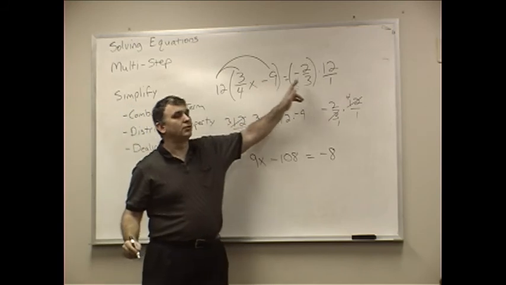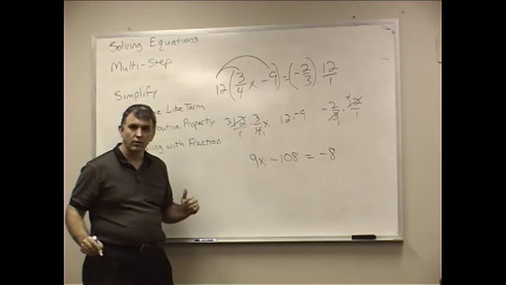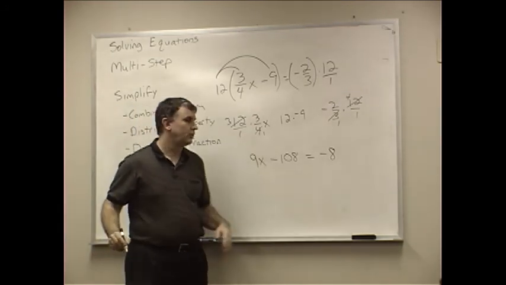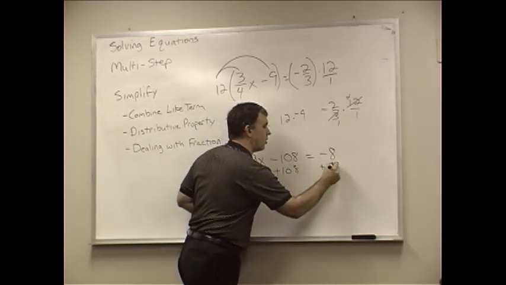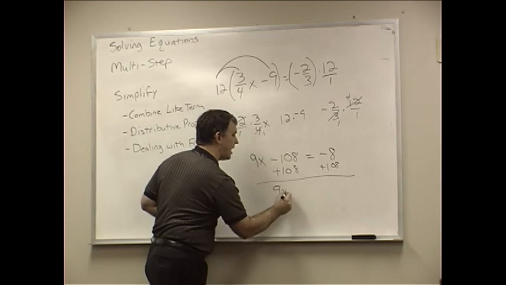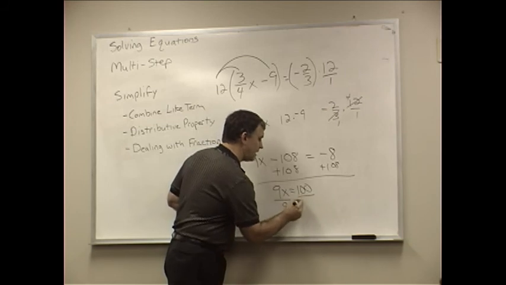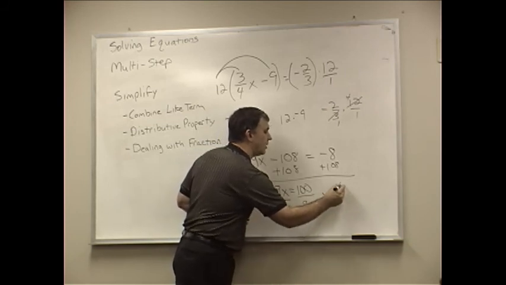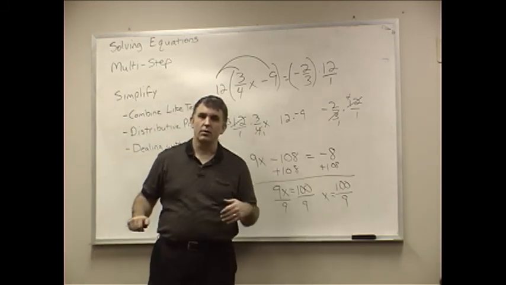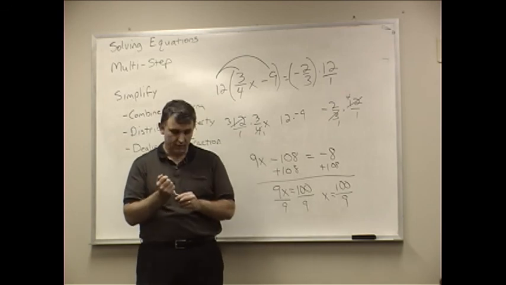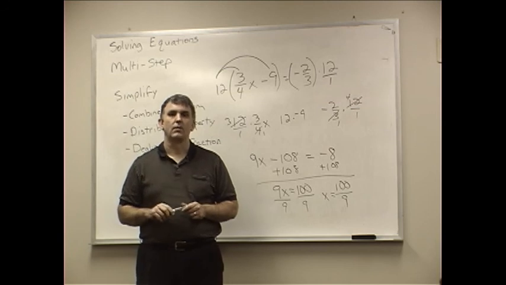When you multiply by the least common multiple, canceling should occur so the fractions go away. Now we just solve this two-step equation. Plus 108, plus 108. 9x equals 100 exactly. Divide by 9, divide by 9. X equals 100 over 9. Because 9 doesn't go into 100 nicely, and there's nothing we can cancel. There's nothing you can divide out of the top and the bottom.